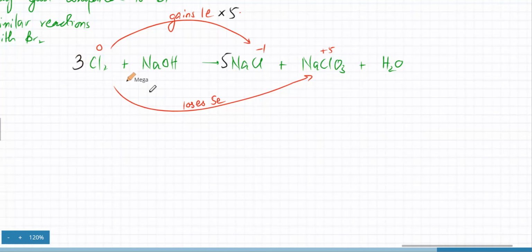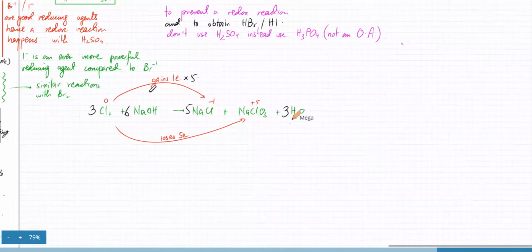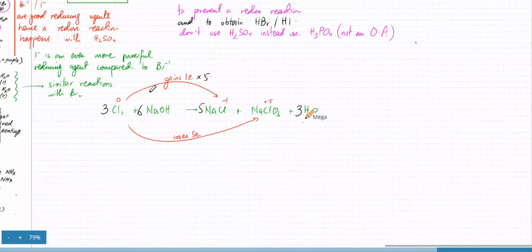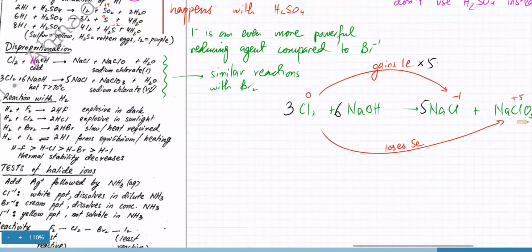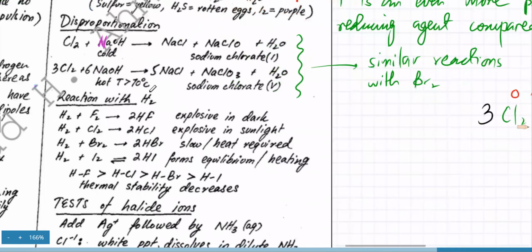So that's how you balance redox equations: the number of electrons gained and lost have to be made equal. And then you can balance the rest of the atoms the old way, which is that there are 6 Na, so it's 6 Na and there's going to be 3 H2Os. So just make sure the number of electrons gained and lost are equal. And what's a disproportionation reaction? One in which the same element is oxidized and reduced at the same time.